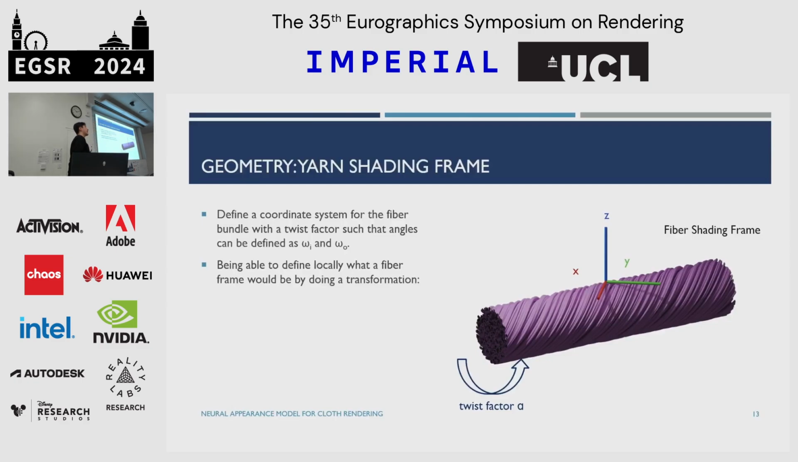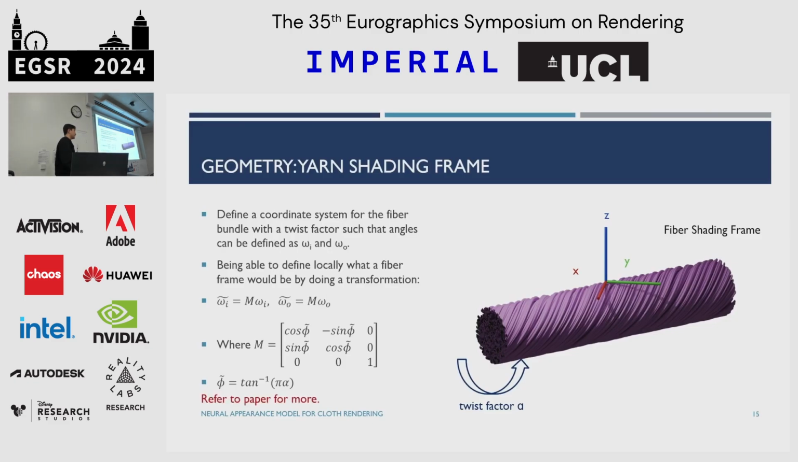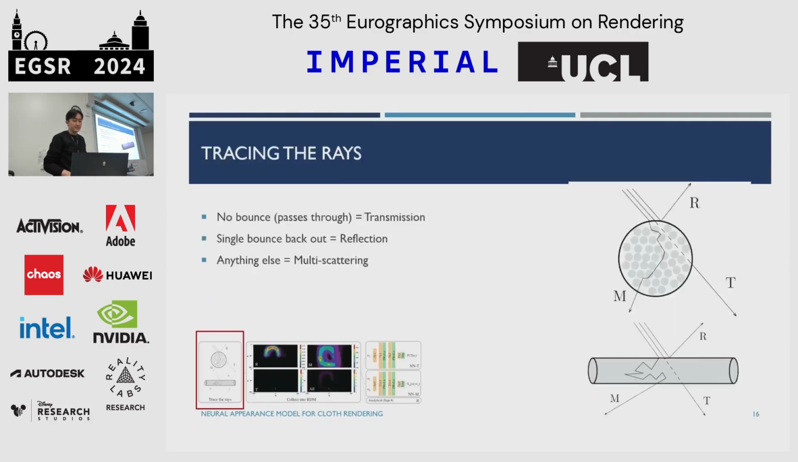So we want to go back and forth between the yarn and the fiber shading frame. How can we do that? Just by using a simple rotation matrix. To calculate the rotation matrix, especially along the z-axis, you can see that it uses a phi tilt, which takes into account the rotation of the fibers. So we can go back and forth between the yarn and the fiber shading frame. Please refer to the paper for more details on how the twist factor and so on is defined.